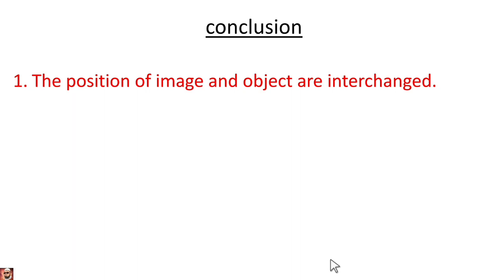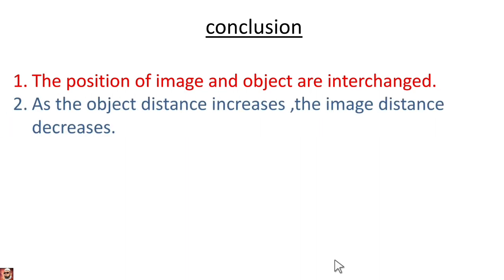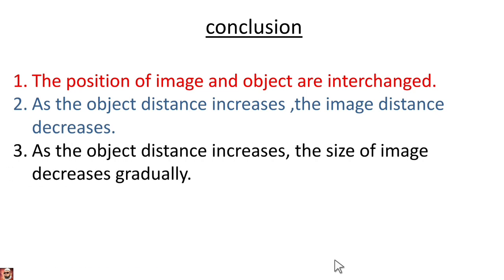The first conclusion is that the positions of image and object are interchanged. It means if you change the position of the object, the image position also changes; they are not constant. The second observation is, as I told you previously, as the object distance increases, the image distance decreases, or as the object distance decreases, the image distance increases. The final conclusion is that as the object distance increases, the size of the image gradually decreases. You can also observe this in the activity.